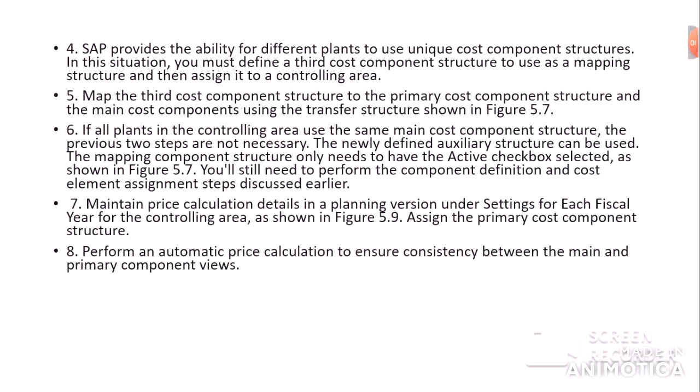SAP provides the ability for different plants to use unique cost component structures. In this situation, you must define a third cost component structure to use as a mapping structure and then assign it to a controlling area. Map the third cost component structure to the primary cost component structure and the main cost components using the transfer structure shown in figure 5.7.